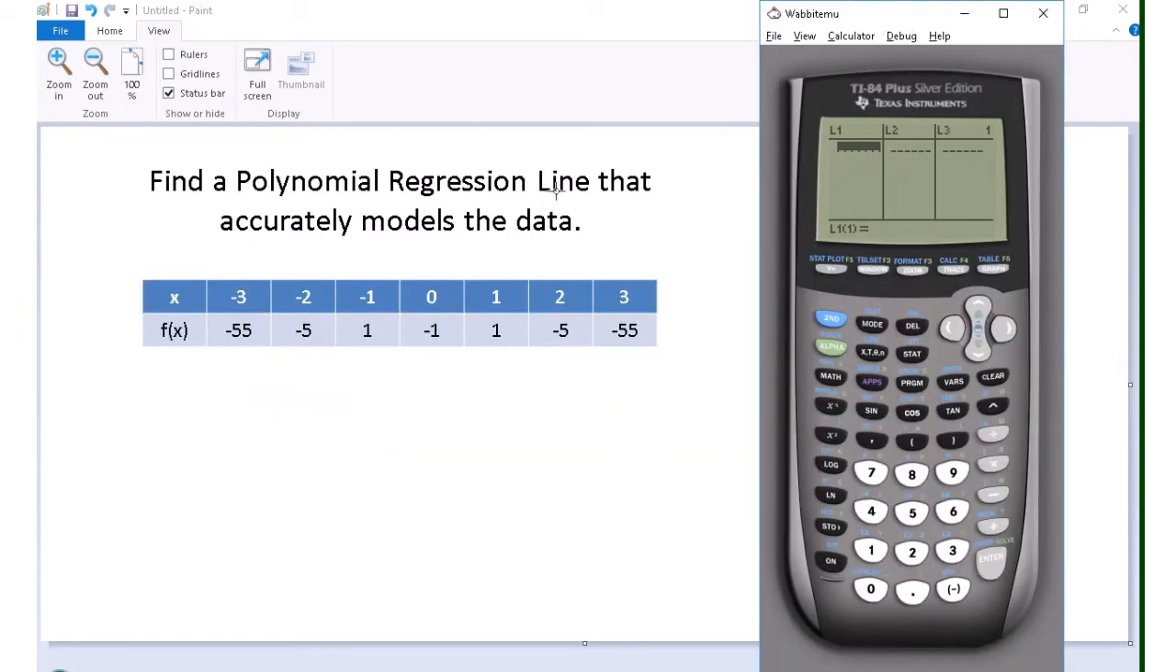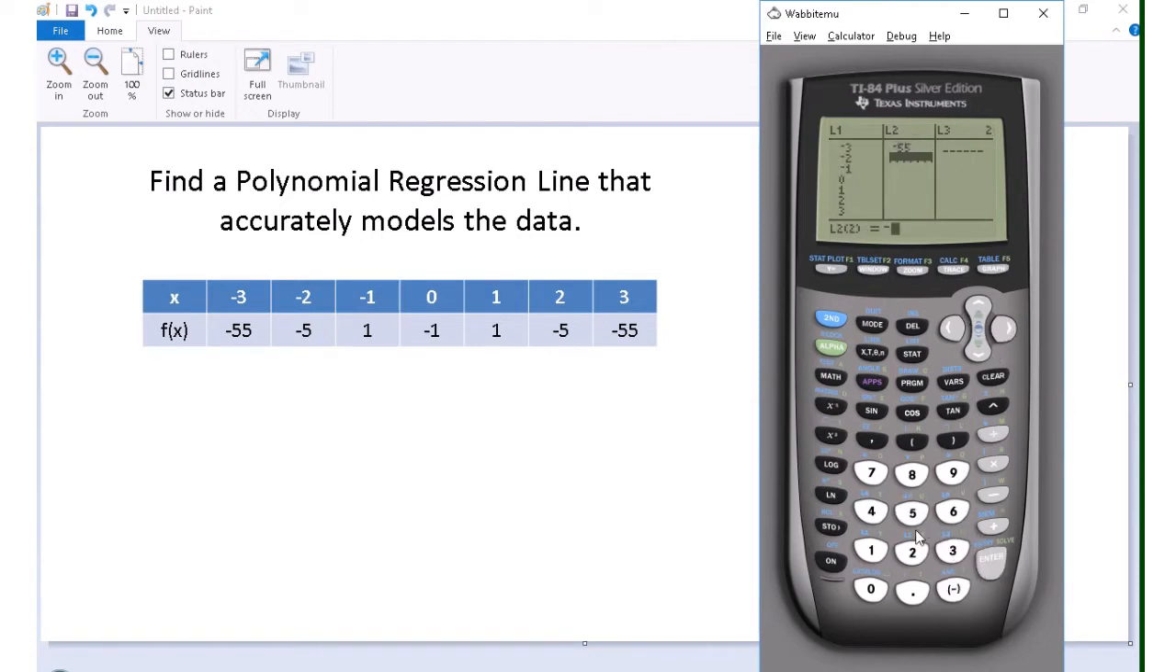So we're going to start by putting our data into our calculator. If you're on the home screen, we're just going to go into Stat, Edit, and then for list 1 we're going to use our x values. And then list 2 we're going to use our f of x values or our y values.